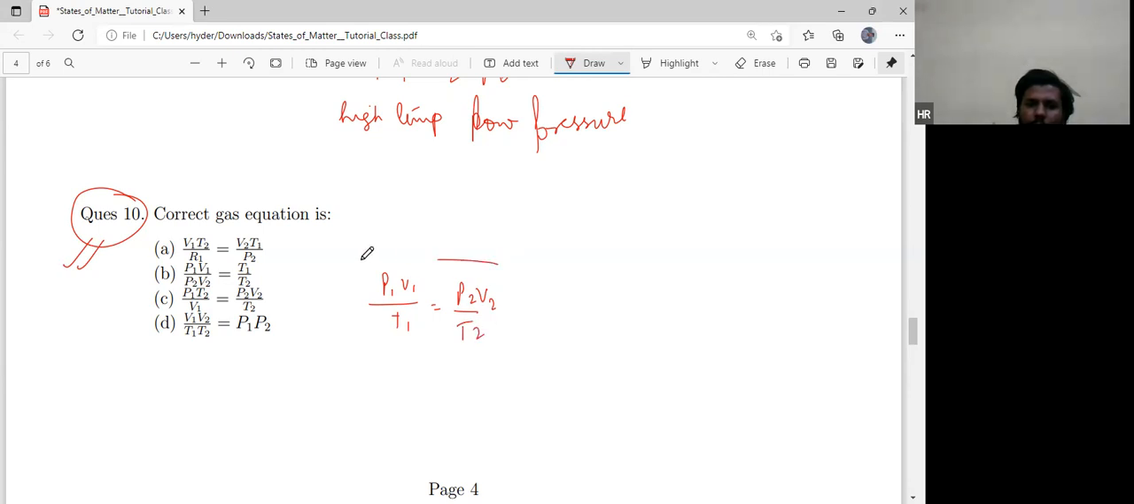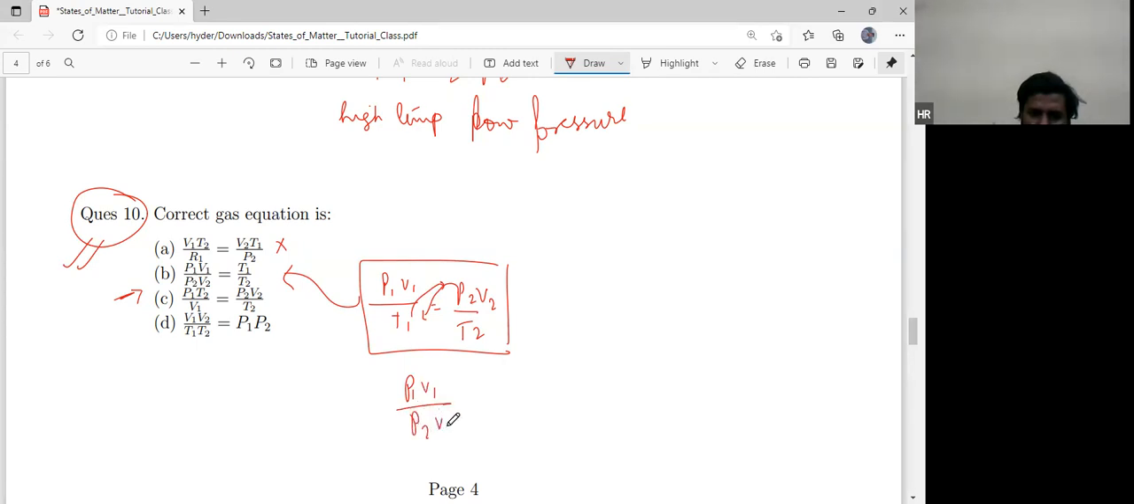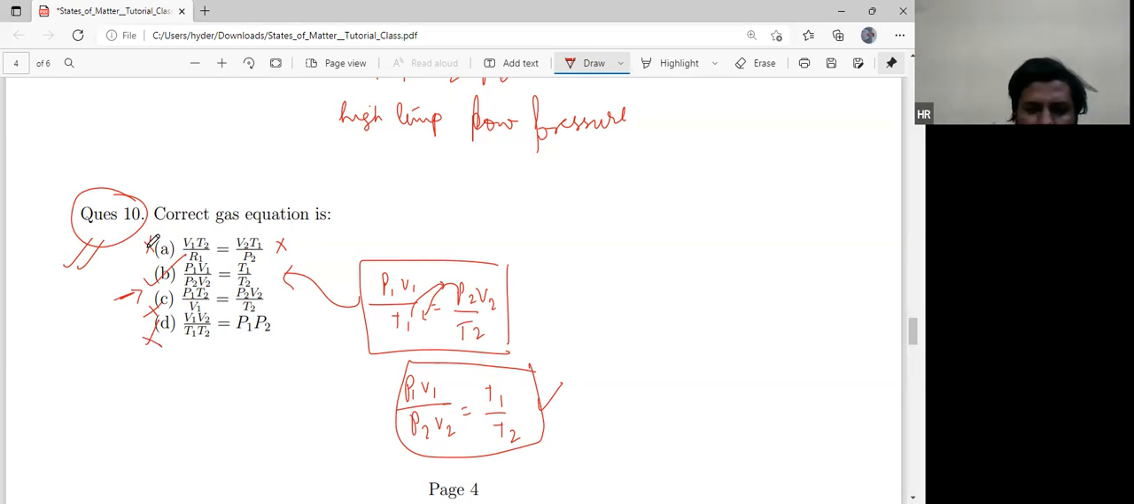Now just fit this formula in any one of these. This is wrong. Then come to B. B is P1 V1 upon P2 V2. Just move this to here and this to here. P1 V1 upon P2 V2 will be equal to T1 upon T2. So answer B is right. This is also wrong. This is also wrong. This is also wrong.